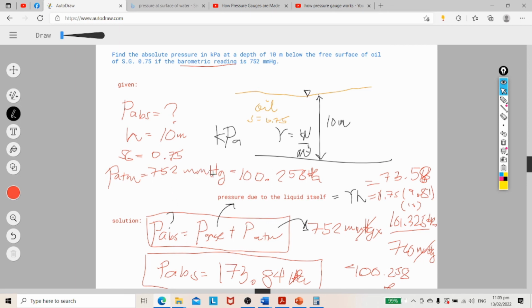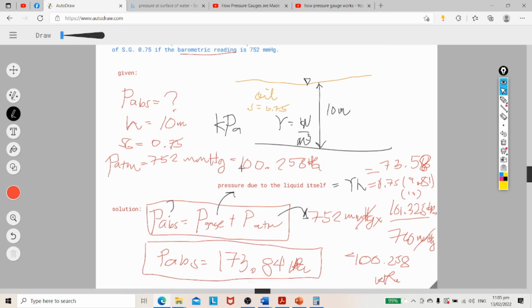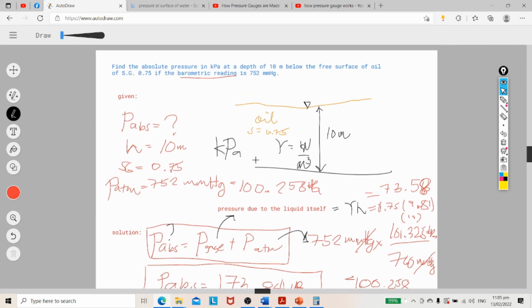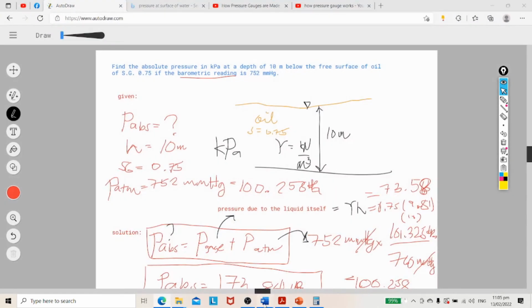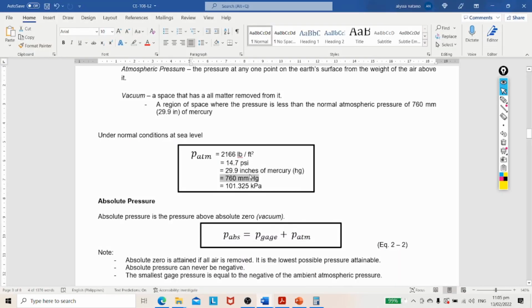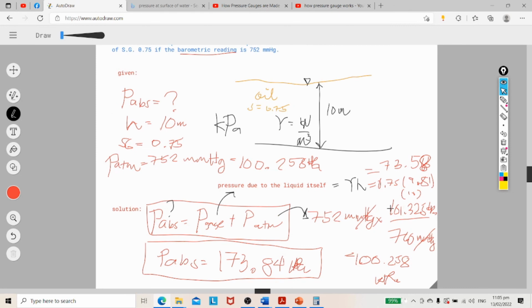Kung naka-mmHg siya, dapat consistent tayo sa units. SI muna tayo, SI unit tayo mag-focus. So, kung naka-mmHg siya, i-convert mo muna siya sa kilopascal. Paano po, ma'am? Dito, ito yung gagamitin yung table. Kung halimbawa, in terms of mmHg, so i-multiply mo lang siya. Ito, unit conversion to kilo or mm.